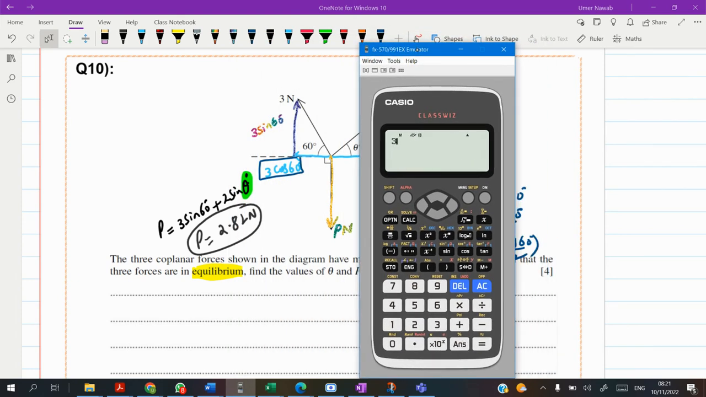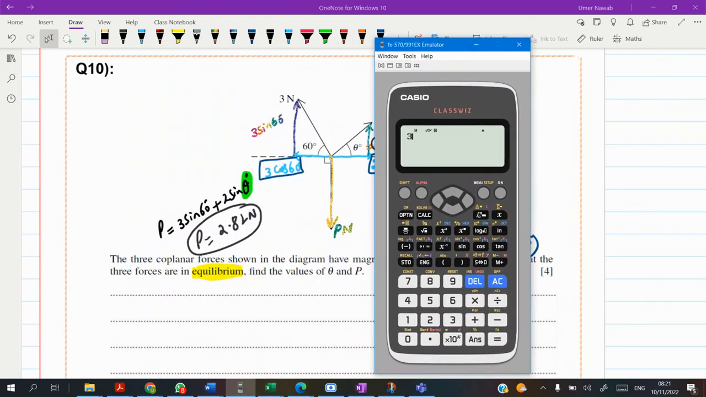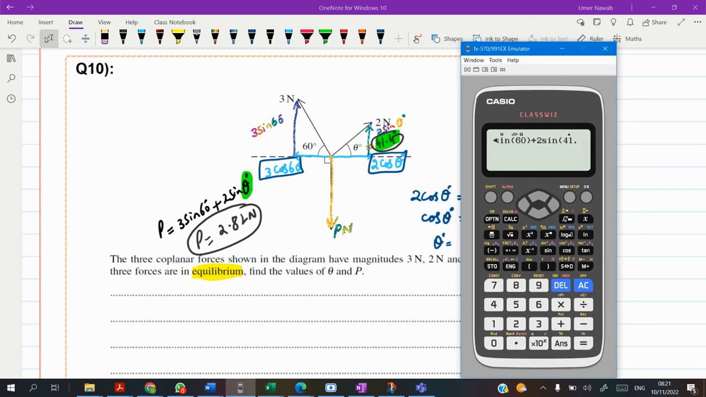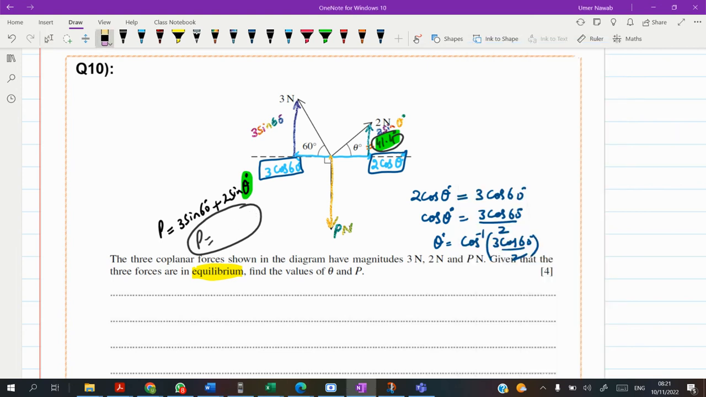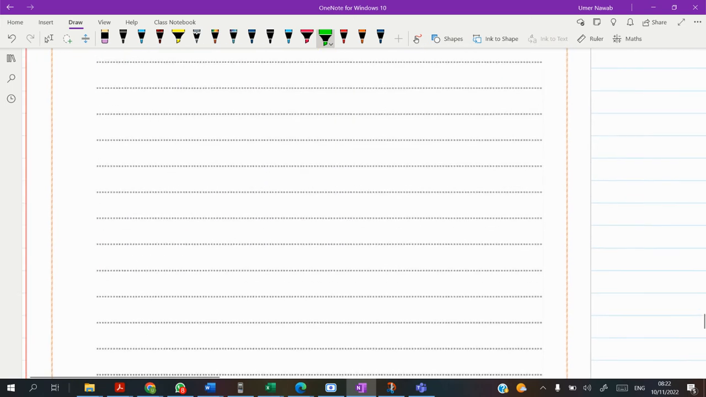Let me substitute my answer. So 3 sine of 60, close the bracket, plus 2 sine of 41.41, close the bracket, 3.92. That's why I'm verifying my answers. So guys, double check your answers in the final exam. You won't make any mistake or write the wrong equation, because I wrote here 3 sine 60, but in the calculator I was writing 3 cosine 60. So be careful about that.